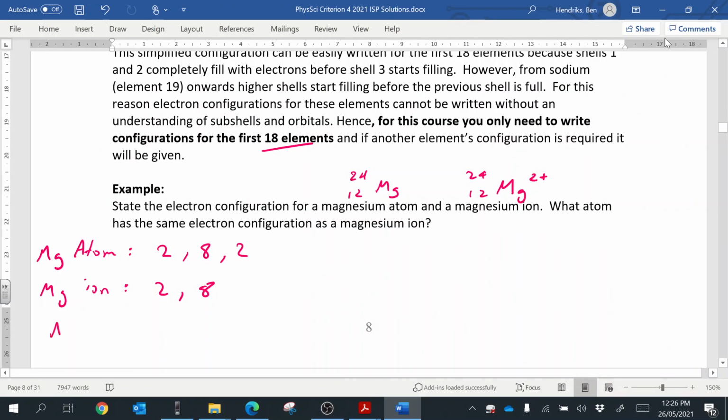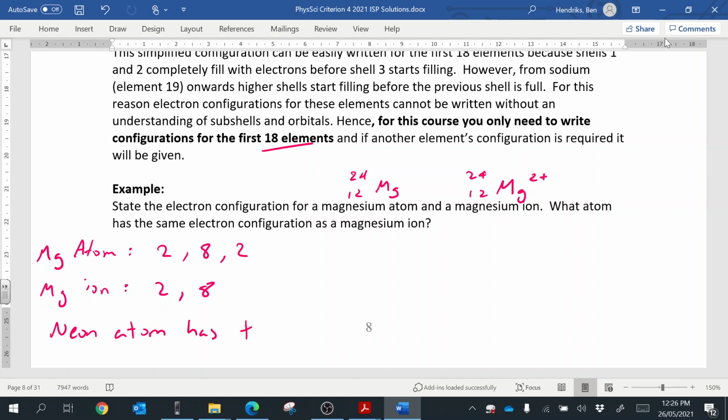So a neon atom has the same electron configuration as Mg2+. So that's the way we're going to write our magnesium ion.